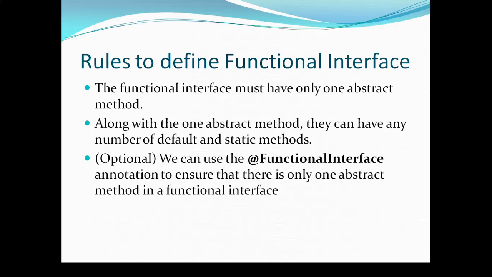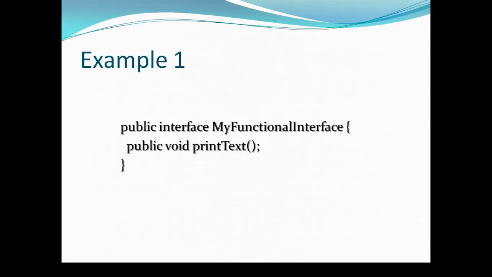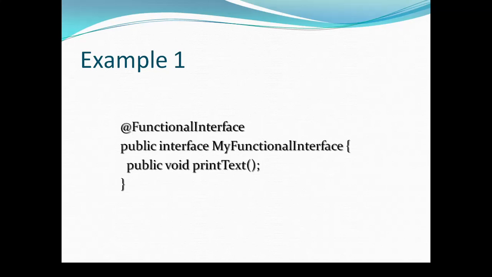Okay, so let's move forward to see some examples of functional interfaces. In this first example, we have a functional interface, MyFunctionalInterface, and it has one abstract method, public void printText. As this interface has only one abstract method, this is a functional interface. And on the functional interface, we can have the FunctionalInterface annotation to notify the compiler that this interface can have only one abstract method.